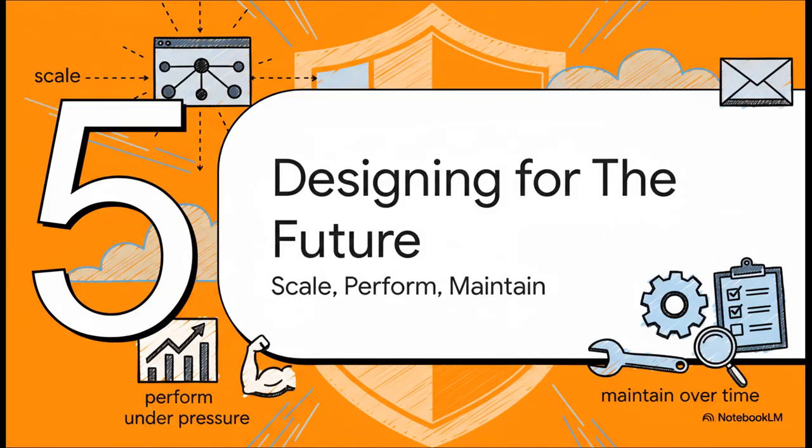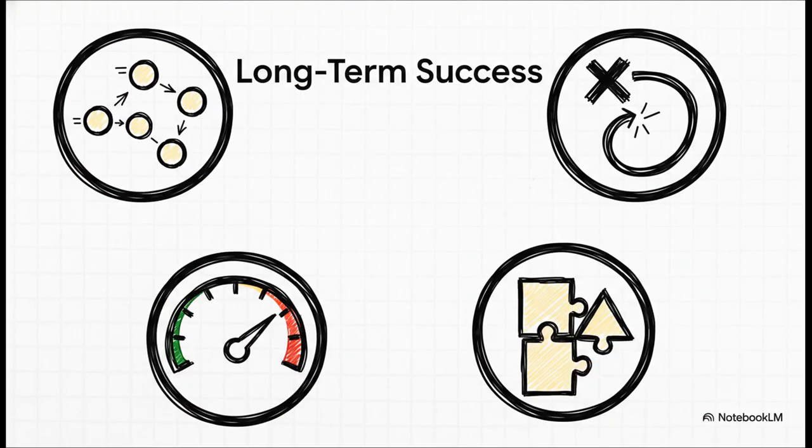Look, building the VPN is really just the beginning. A network isn't some static blueprint. It's a living system. A truly great design has to plan for the future. And it does that by asking three really key questions. How will it scale? How will it perform? And how are we going to maintain it? These right here are the factors that separate a temporary fix from a rock-solid long-term solution.